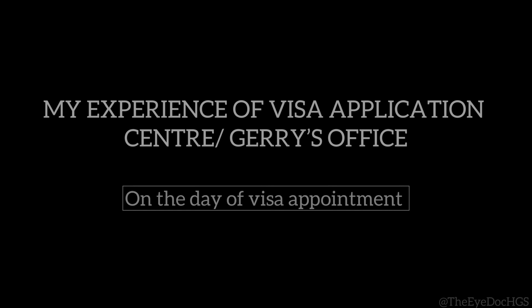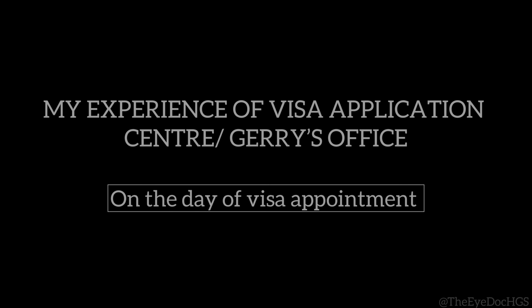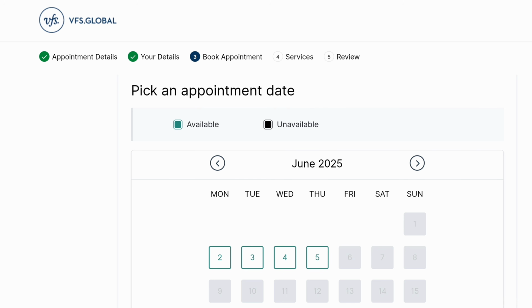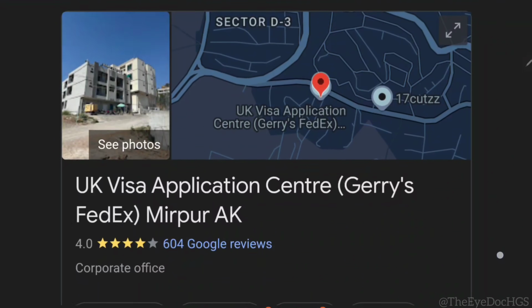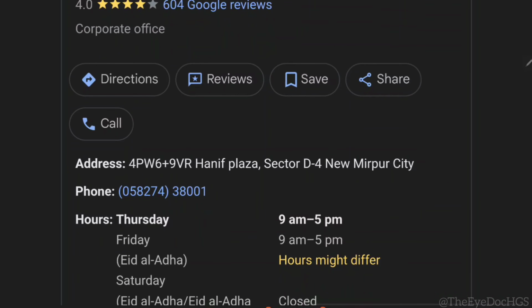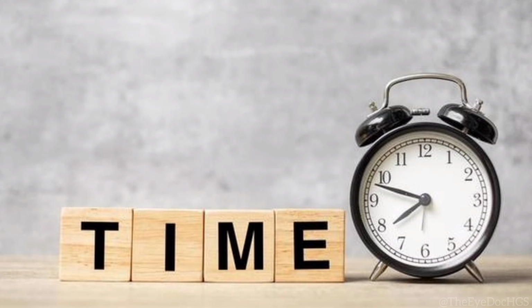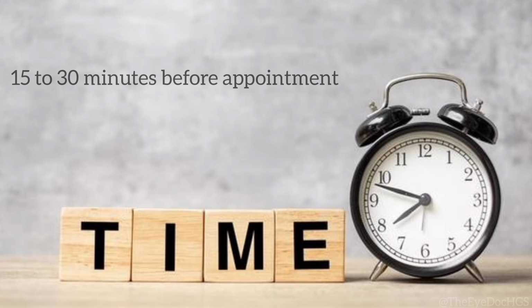This video is about my experience of the Visa Application Center. This video is very important if you are going for a visa appointment after booking an appointment. My Visa Application Center was at Mirpur, Azad Kashmir. It is located at sector D4 and you need to reach there on the time of your appointment. Make sure you arrive 15 to 30 minutes before, because before that they will not let you in and you need to wait outside.